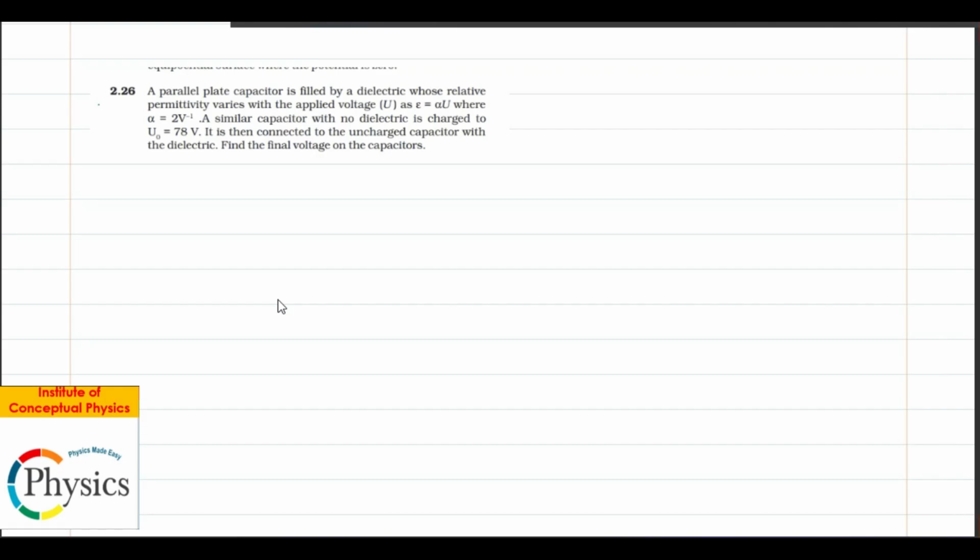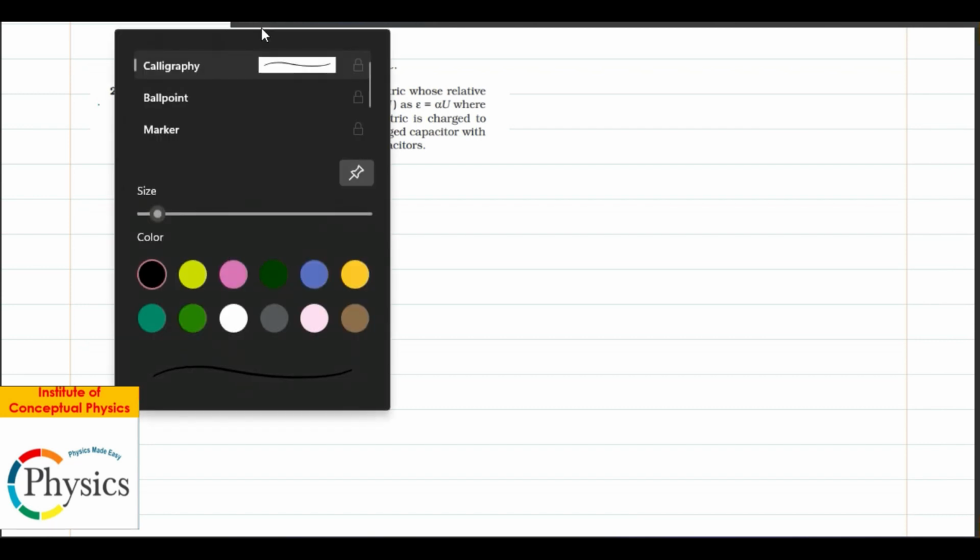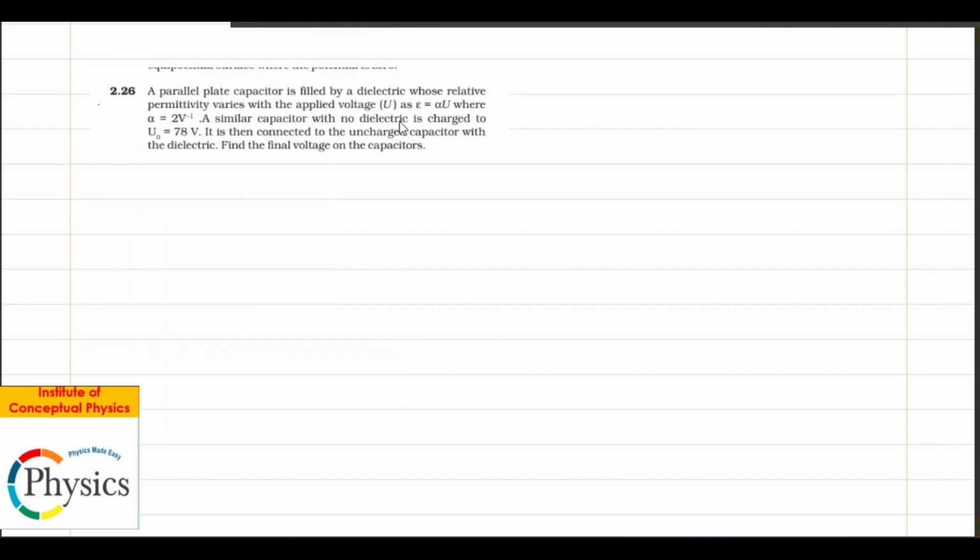So this is an interesting problem from NCERT Exemplar. The topic is capacitor. And I was very intrigued by this question because I saw a lot of solutions, including the NCERT solution, and I disagree with most of the solutions. Okay, and here is my take on how we should be solving this problem.